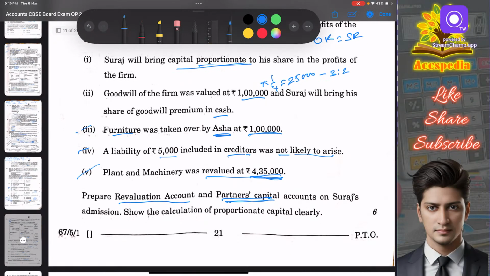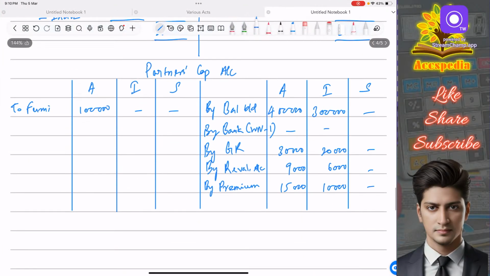Now what we have to do is to calculate the balance carried on. With the help of balance carried on, we have to calculate the proportionate capital of Suraj. Let's find the balance carried on.